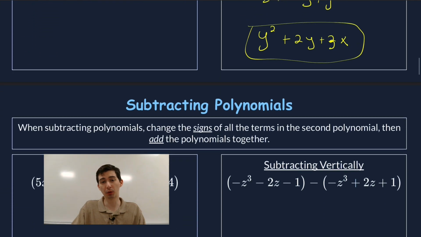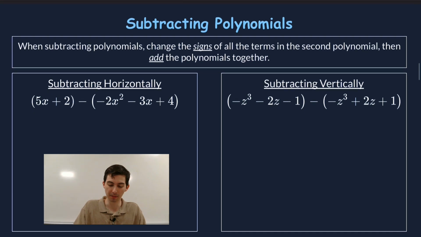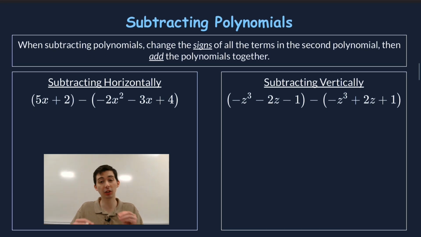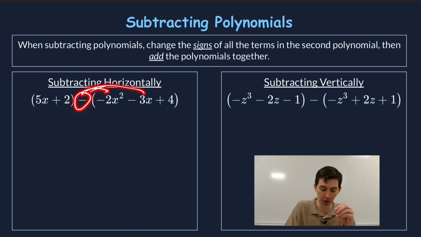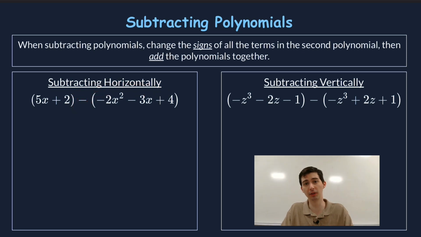Now subtracting is pretty much the same thing. The only thing that we need to do is change the signs. So we're going to change the signs of all of the terms in the second polynomial, right? Because if I take this negative and distribute it, all it's going to do is change all of those signs. Once I change those signs, I can just go ahead and regularly add these together just like we did above.